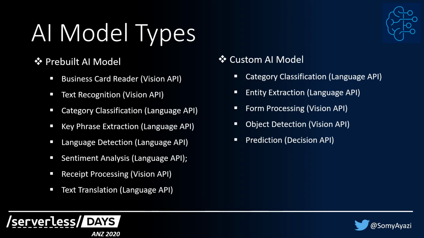For example, among the pre-built AI models, there is one called Business Card Reader, which uses the Vision API. You can scan different types of business cards, grab the information from the business card, and trigger some action based on that. Text recognition is basically the same. It again uses the Vision API, and you can recognize text, even handwriting or printed text, from an image that you provide to your application.